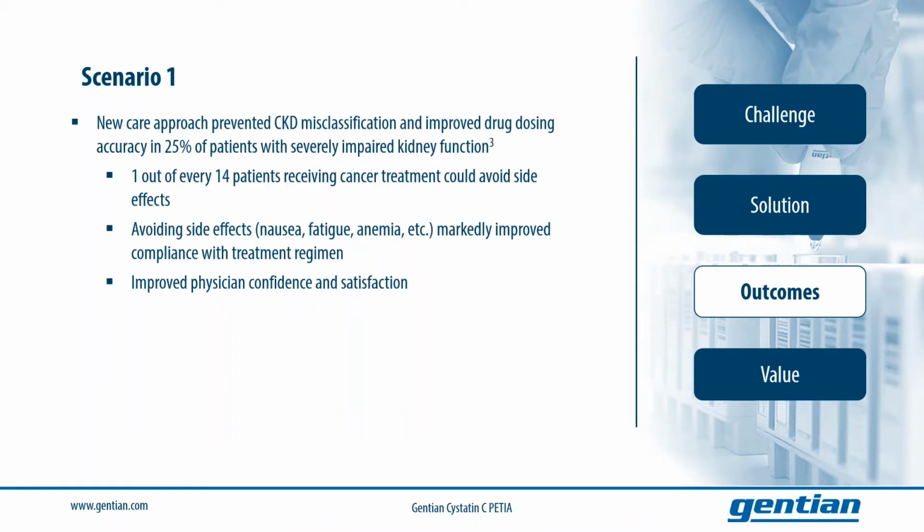Diving further into the results of their investigation, the care team noted that incorporating Cystatin C testing into kidney function assessment allowed them to prevent CKD misclassification and improve dosing accuracy of antineoplastic agents in 25% of patients with severely impaired kidney function. Theoretically, this meant that side effects would be avoided in 1 out of every 14 patients undergoing cancer treatment at the hospital.